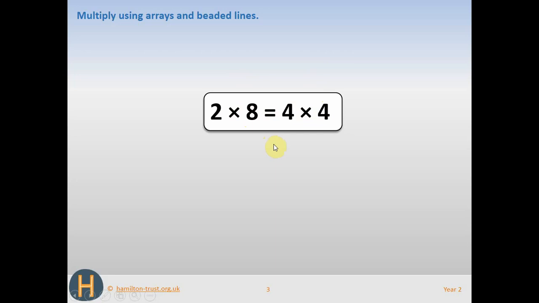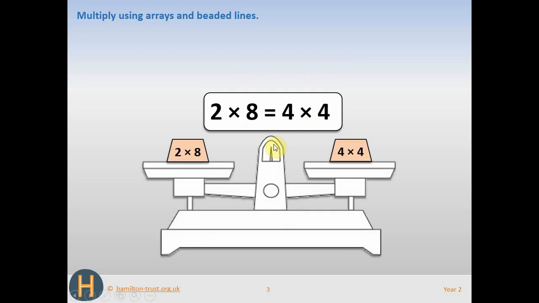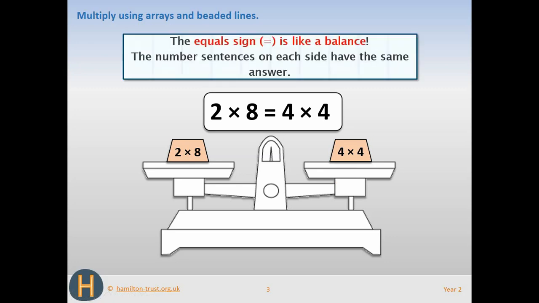2 lots of 8 equals 16. So here they've shown it as equals because it's equal, they're evenly balanced, and this is on your worksheets for you to work through. Equal sign is like the balance, it's showing that they are the same. 2 times 8 and 4 times 4.